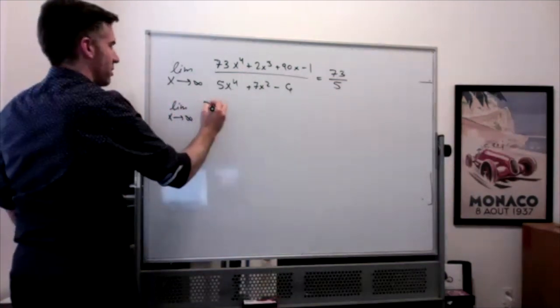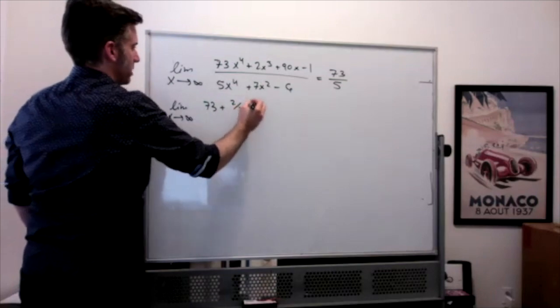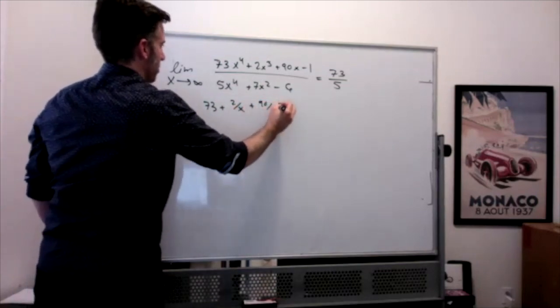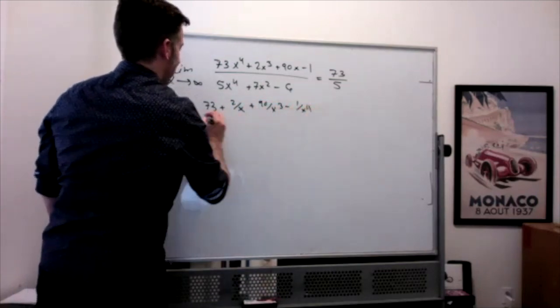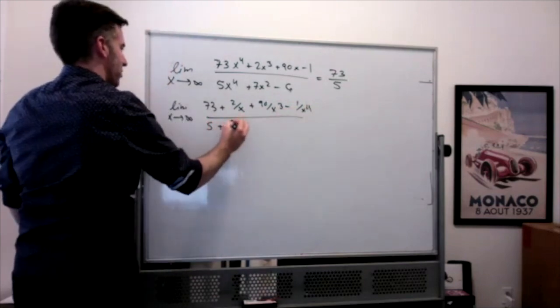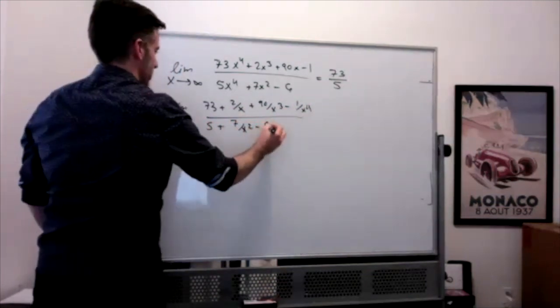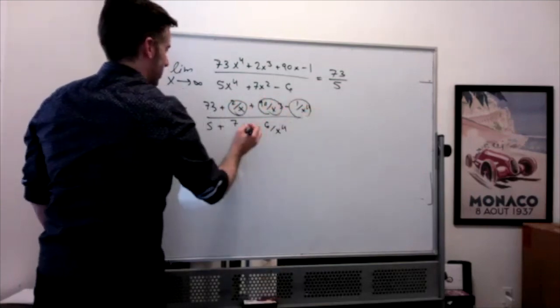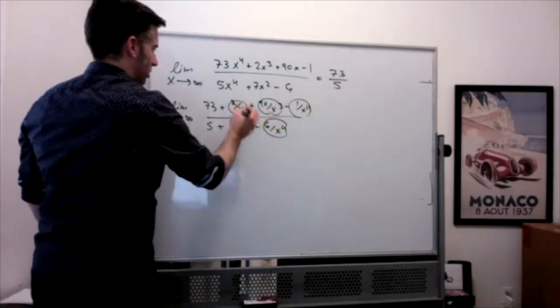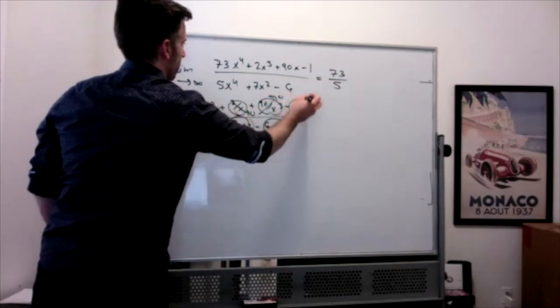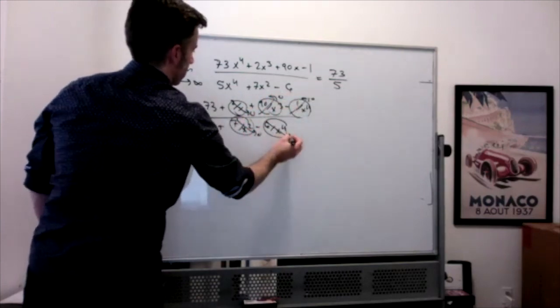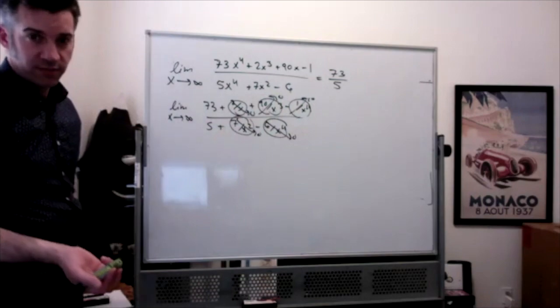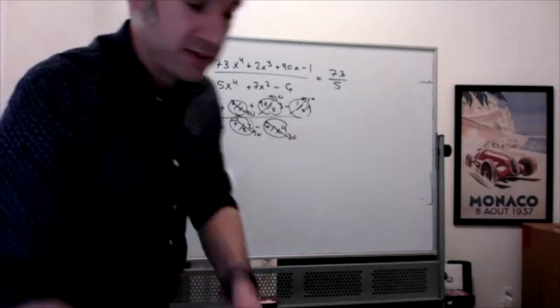This is 73 plus 2 over x plus 90 over x cubed minus 1 over x to the 4th, over 5 plus 7 over x squared minus 6 over x to the 4th. And then all these things being divided by some power of x, all those go to 0. So you get 73/5. That's exactly what's happening with this.